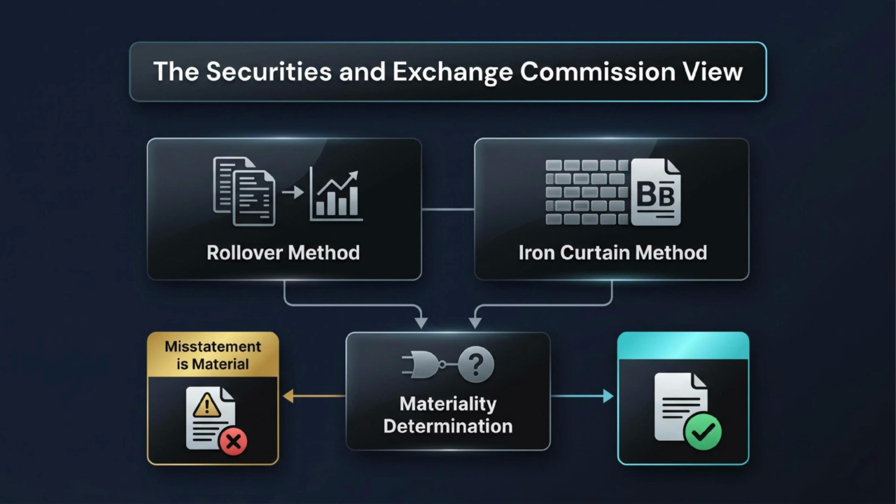The key instruction is dual evaluation. Use both rollover and iron curtain. If a misstatement is material under either view, it cannot be dismissed simply because the other view looks clean. This is why full forms matter before abbreviations, especially for students.